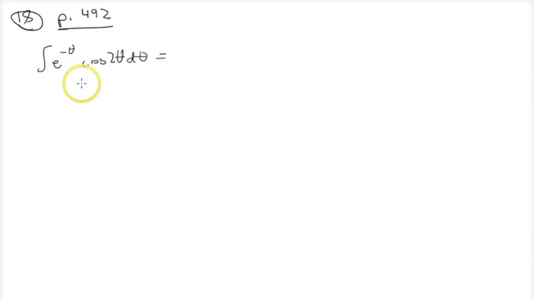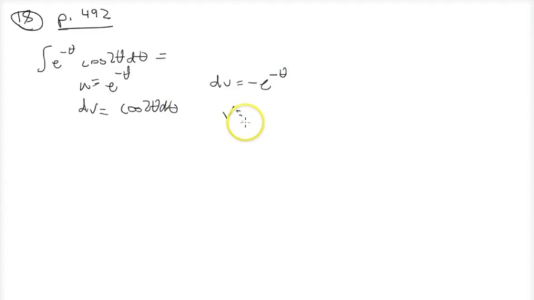We're going to call, and you could do this either way, but this is just how we're going to do it this time, u is going to be e to the negative theta, and dv is going to be cosine 2 theta d theta. And so we're going to get du, take the derivative of that, that's going to be negative e to the negative theta, and the v is going to be 1/2 sine of 2 theta.